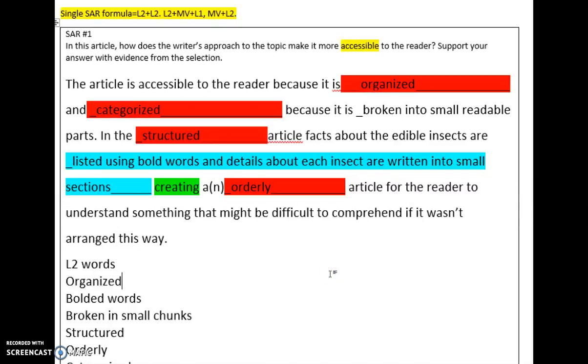That L2 list is crucial. If you do not make your L2 list, you are setting yourself up to struggle. And if you will make this L2 list first, I think you're going to have a much easier time and be much more successful than you've been in the past.